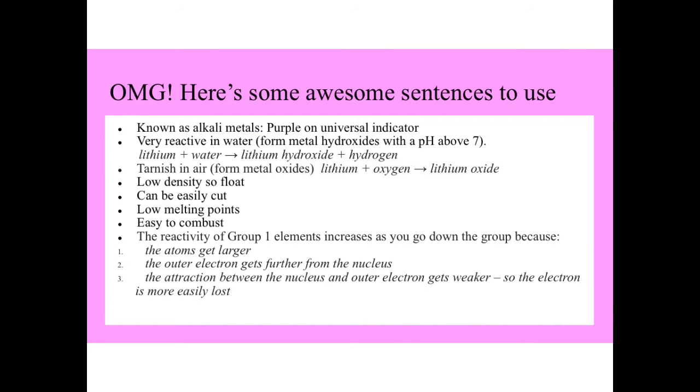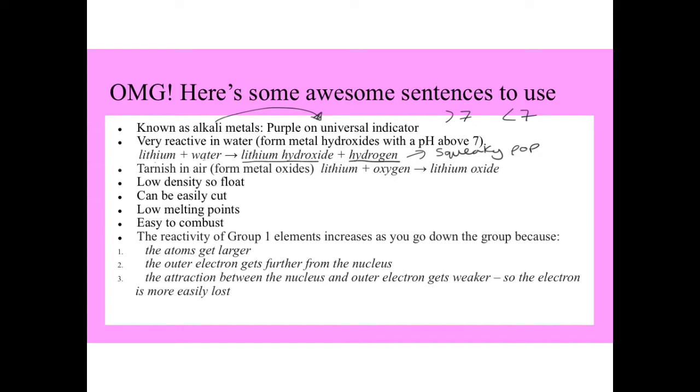Group 1, also known as the alkali metals, will turn purple on a universal indicator, indicating that they are alkali. They are very reactive with water, forming metal hydroxide. So when you add lithium to water, it forms lithium hydroxide and hydrogen. Hydrogen gas you can identify with the squeaky pop. They have a pH above 7, because alkalis are anything above 7, and acids are below 7.